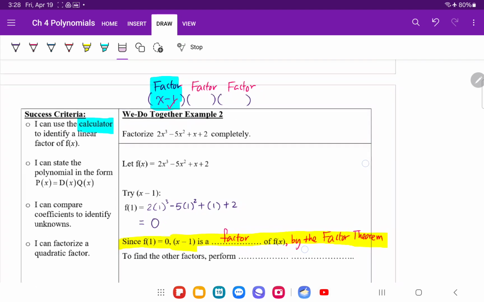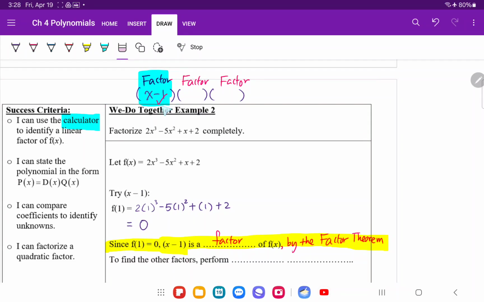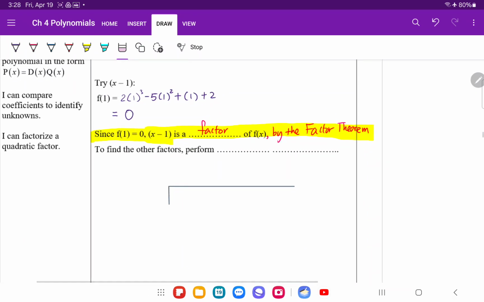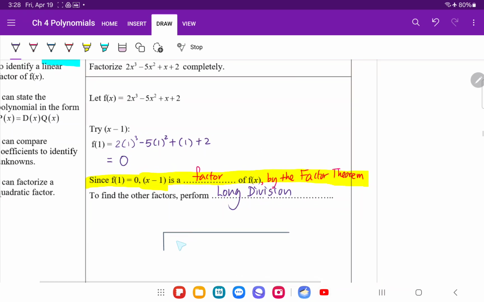So we have successfully identified the first factor. How do we find the other 2 factors? For these 2, do not use the calculator. To find these 2, we must first perform long division. Write down: long division. What do we use? We use the polynomial 2x power 3 minus 5x squared plus x plus 2 and the divisor of x minus 1 that we just got.